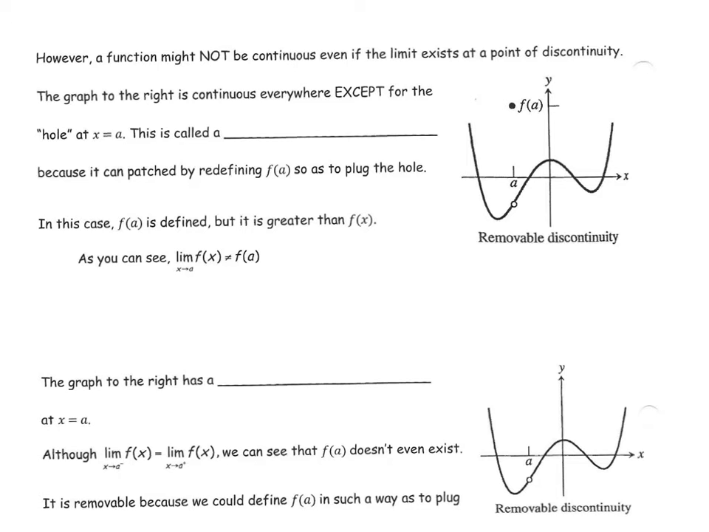So a function might not be continuous, even if the limit exists. The graph to the right shows that it's continuous everywhere except for the hole, right? There's a hole here when x equals a. So this is called a removable discontinuity, because it can be patched by plugging a point for the hole, so that way it is still defined.